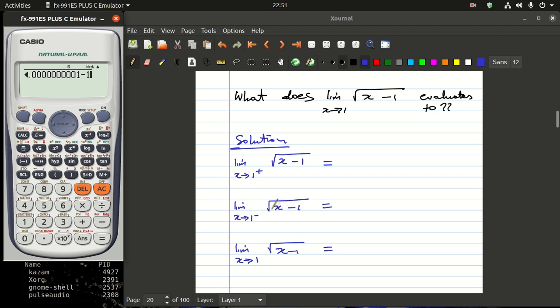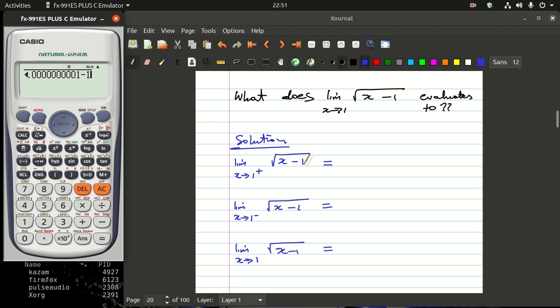If I pick a value here that is so close to 1 but on the right of 1, as long as that value is on the right of 1, it is going to be bigger than 1. That's what is nice about this. So I am taking a value that is bigger than 1 and subtracting a 1.